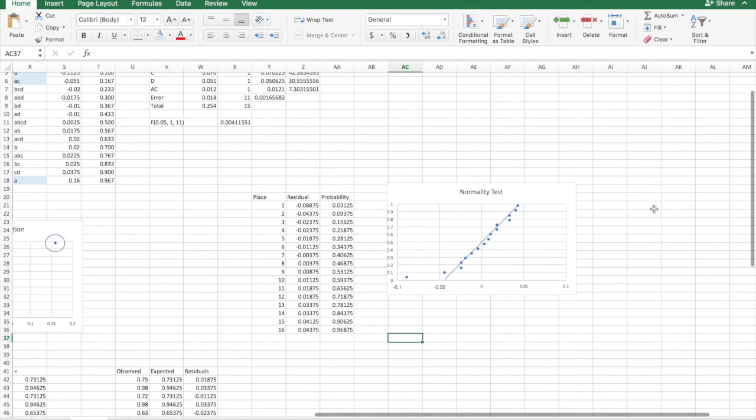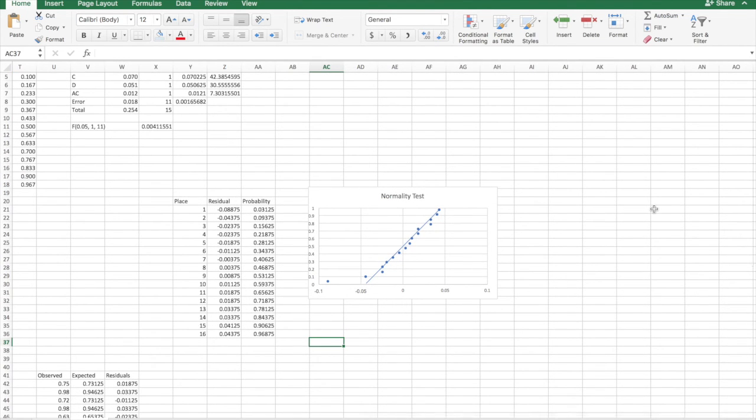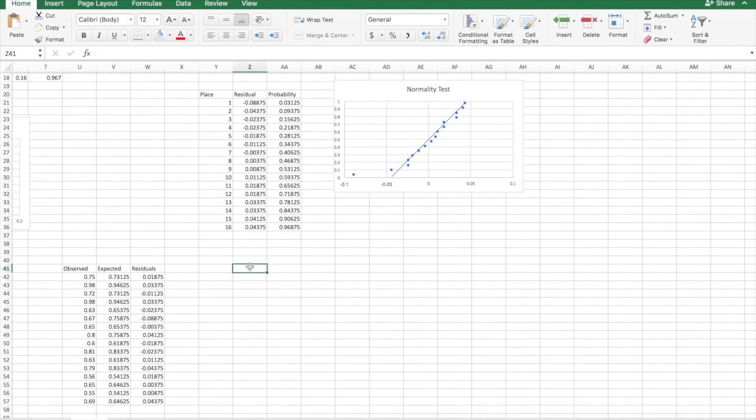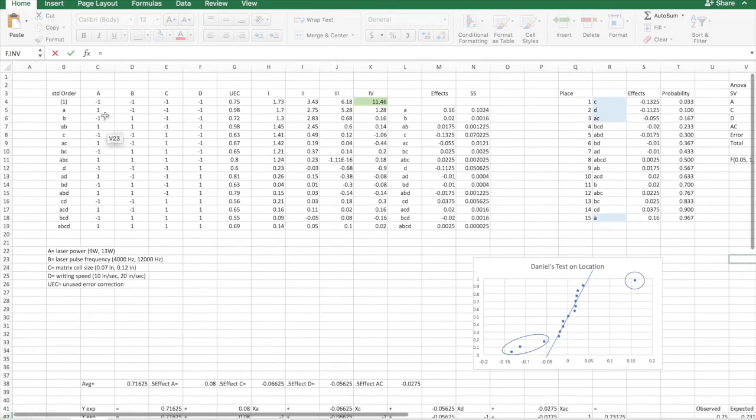Now we have to check the dispersion. There are two ways to check the dispersion. We can apply the dispersion test or just plot the residuals against each factor. So we're going to do that first, and then we're going to do the dispersion test. To do that, we have to plot the signs of A, and these are the ones we have over here.